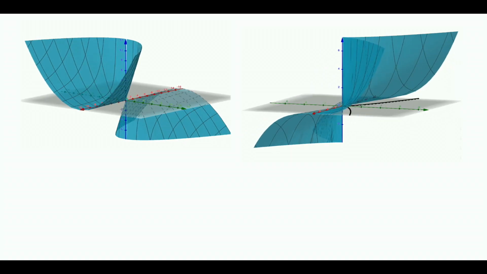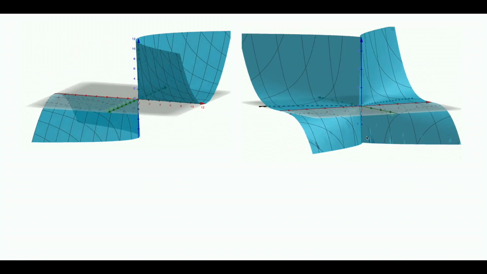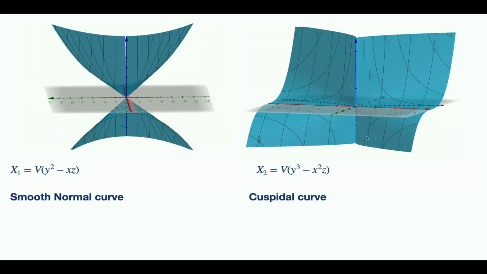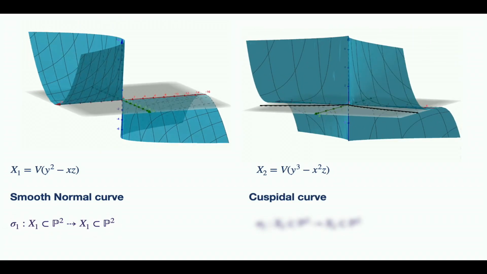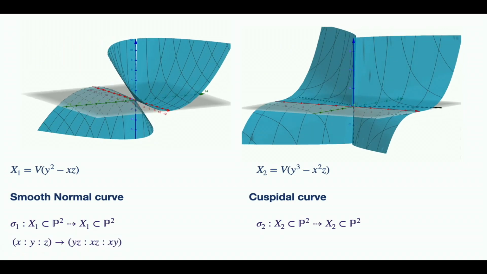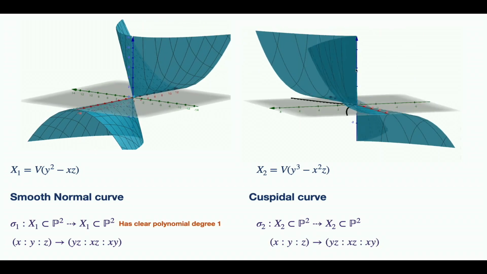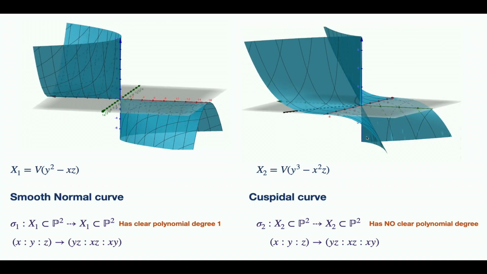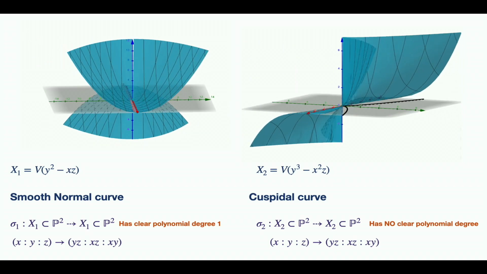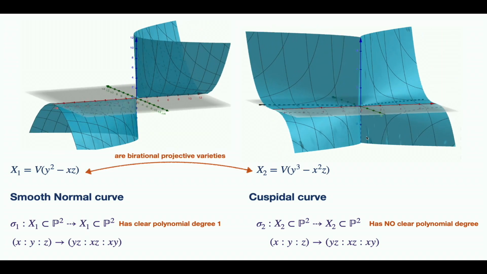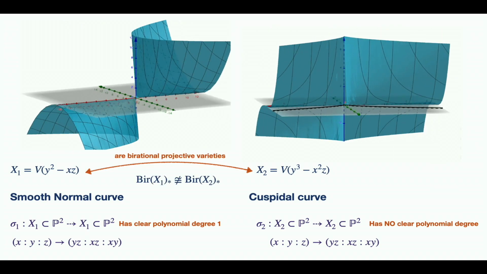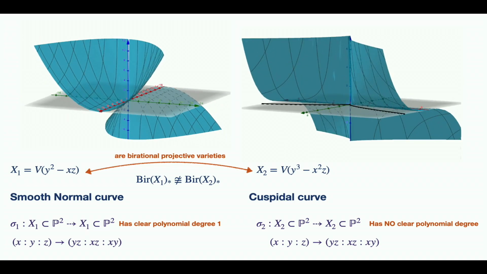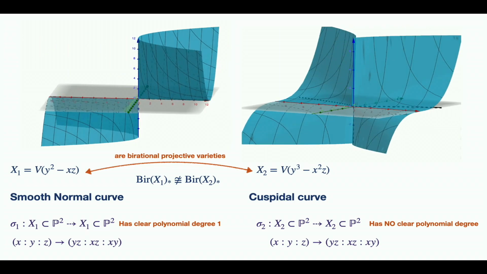Okay, let's come back to our examples. Another feature which shows us the different behavior of Bir(X) and Bir*(X). Suppose that we have X1, the smooth normal curve, and the other one is a cuspidal curve. And again, when we consider the standard quadratic transformation, we know that both of them are birational maps, but the first one has clear polynomial degree, so it means it has a representative of degree 1 of grade at least 2, but the other has no clear polynomial degree. We know that these two varieties actually are birational, but we will see that there is no canonical bijection between Bir*(X1) and Bir*(X2).